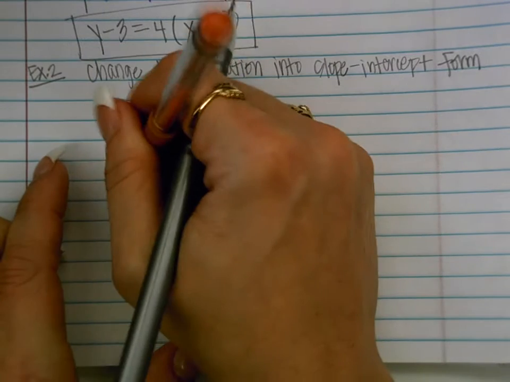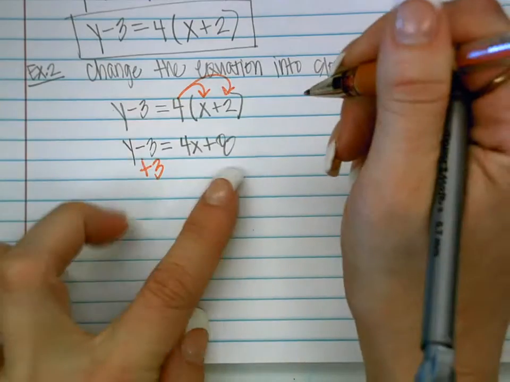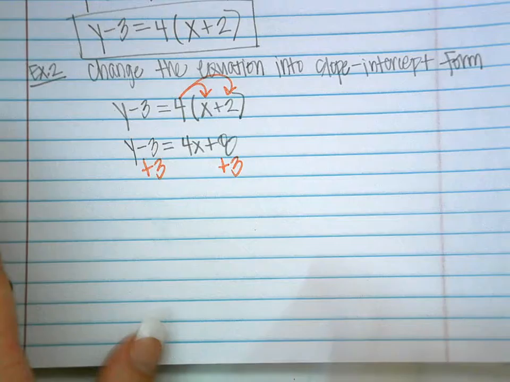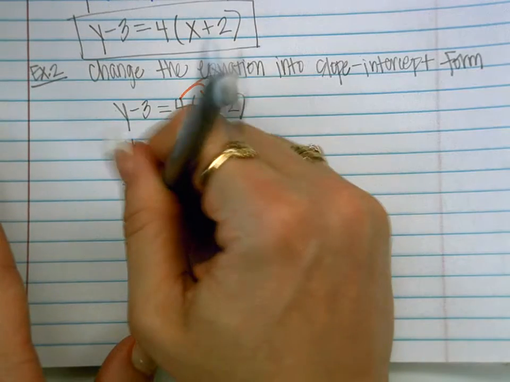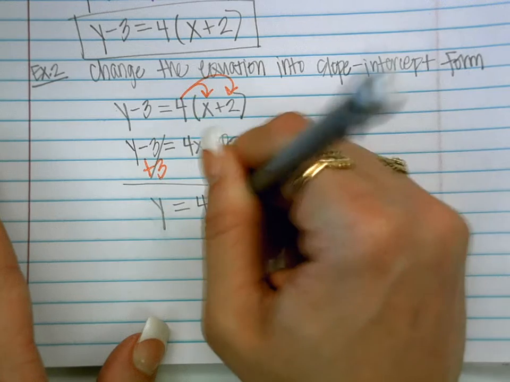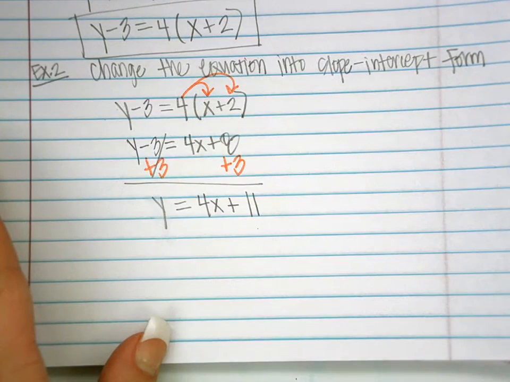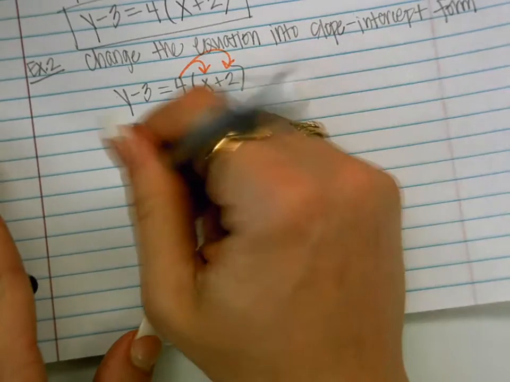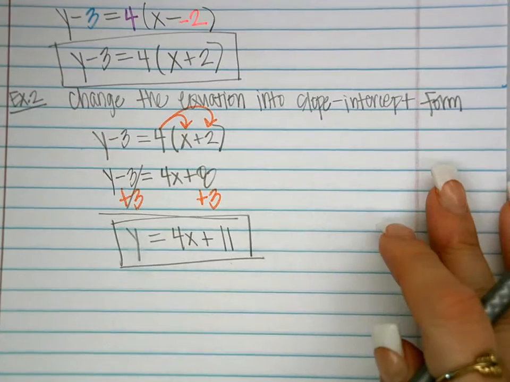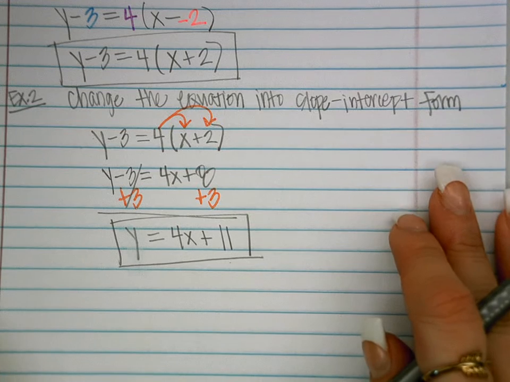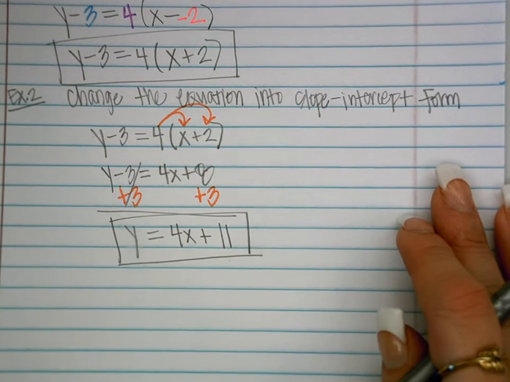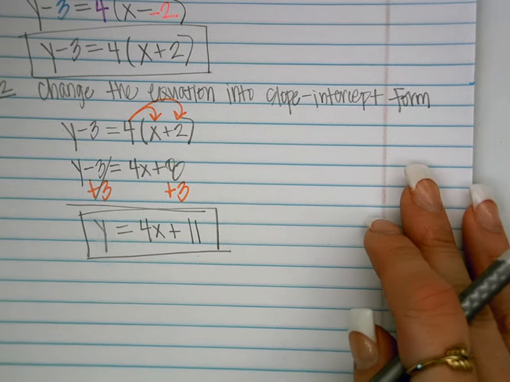Add the 3. Does the 3 get added to the 4x or to the 8? The 8. So just make sure when you're adding or subtracting things that you're kind of lining them up. Okay, so that would give you y equals, because these went away, 4x plus 11. That's your answer. So most of what you're doing today is just changing from one kind of equation to the other kind of equation.